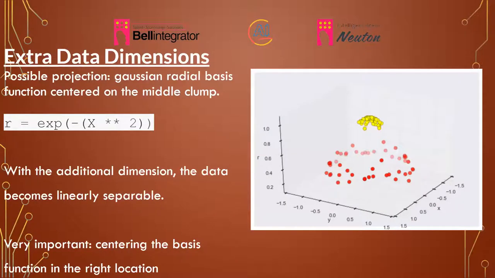So let's go back to the points that I described earlier. If I now take this kind of a Gaussian radial basis function centered on the middle clump, the yellow clump, then of course I see that it looks very nice. And I can very easily define a hyperplane at r equal to 0.7, let's say, which will trivially separate the points. They become linearly separable. But the point here to note is that centering the basis functions in the right location is crucial for this to work.